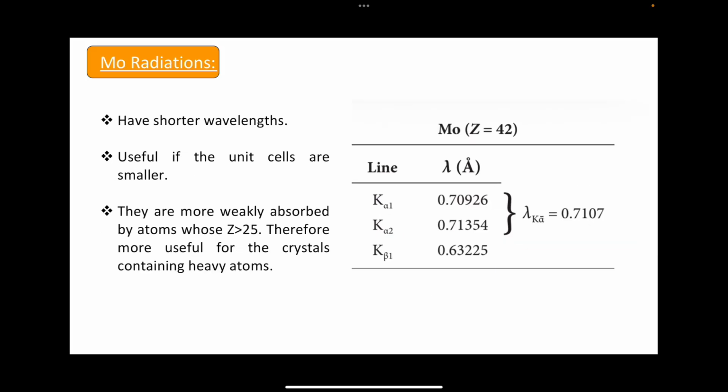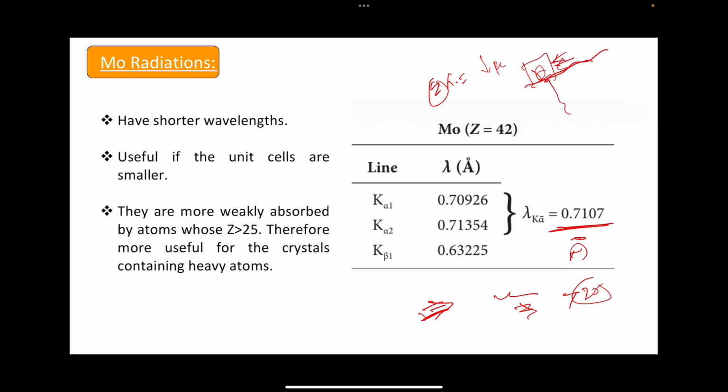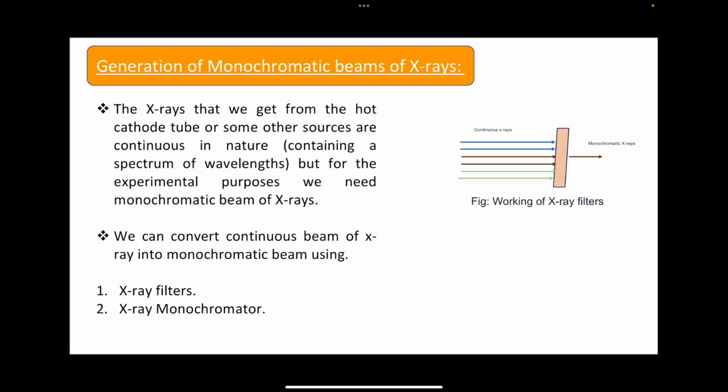The other X-rays we use are the molybdenum ones. They have a very short wavelength, like 0.7 angstrom, almost half of copper, used for smaller units or better scattering. They are very weakly absorbed by metal atoms whose atomic number is more than 25. As the energy of the X-rays increases, their penetration power also increases, meaning they won't get absorbed by the particular metal atoms. They will either get scattered or pass through them. And this was about the molybdenum X-rays.